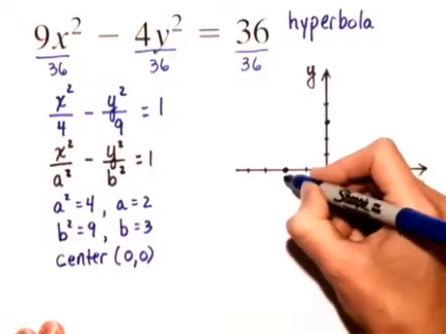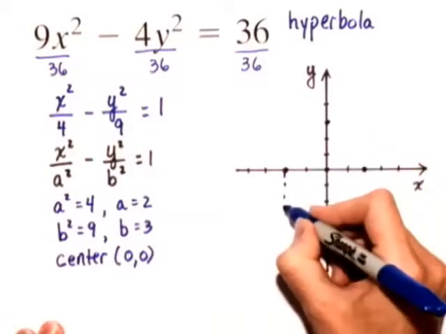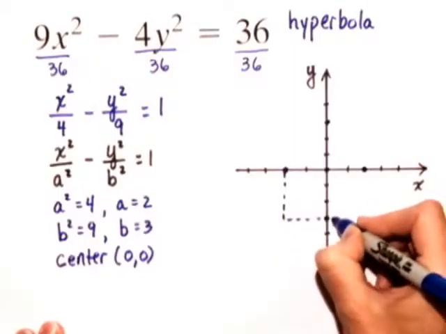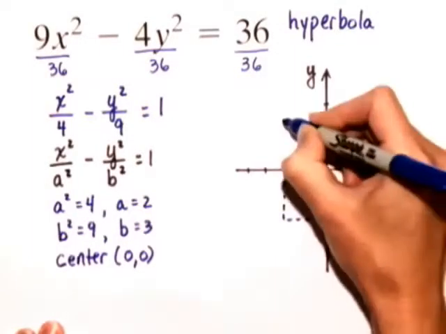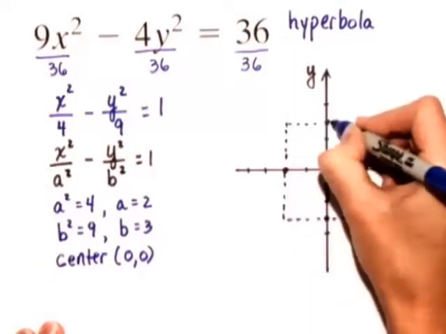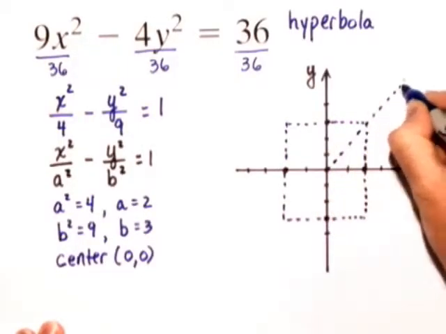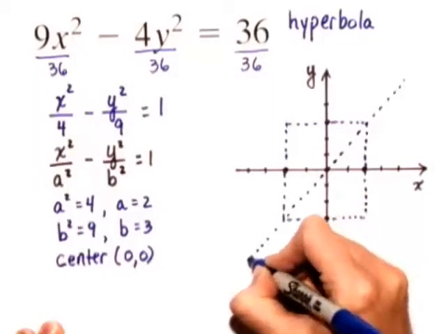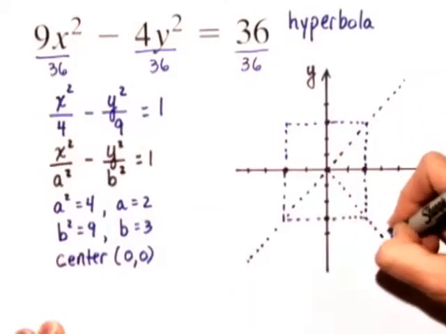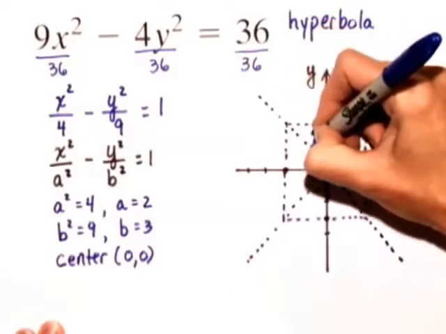And then we'll draw a rectangular box containing those 4 points that I just graphed, and we'll draw diagonals through the corners of this rectangular box. These diagonals are the asymptotes that will help us draw the hyperbola.